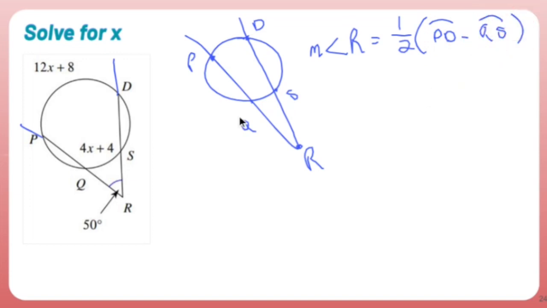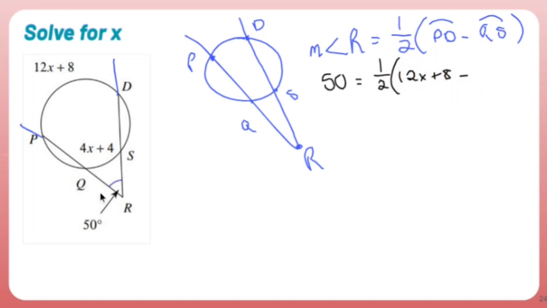Okay. This problem just involves more math. I did a problem like this before where it was just numbers. Now I have a little bit of solving equations type stuff going on. The measure of angle R, according to this picture, is 50. That's going to equal 1/2. I have to squeeze this in a little bit better. PD is 12x plus 8.